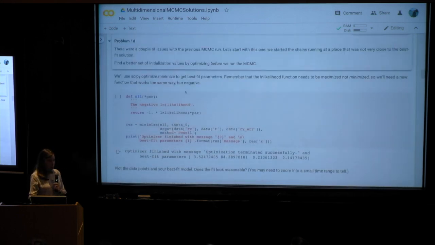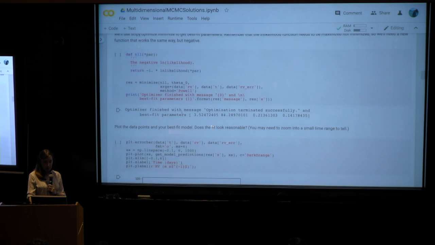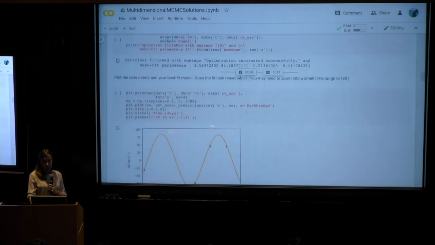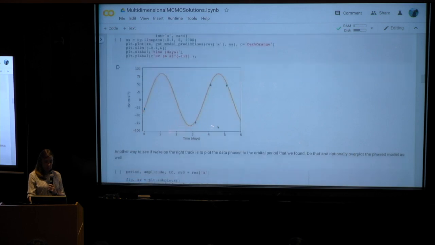So we're going to do the SciPy optimize minimize. And for that, I wrote this NLL, negative log likelihood function that is literally just negative of the log likelihood. So this is something that we can minimize to maximize the likelihood. We're going to run through an optimization here and take a little look at this, and it looks good.